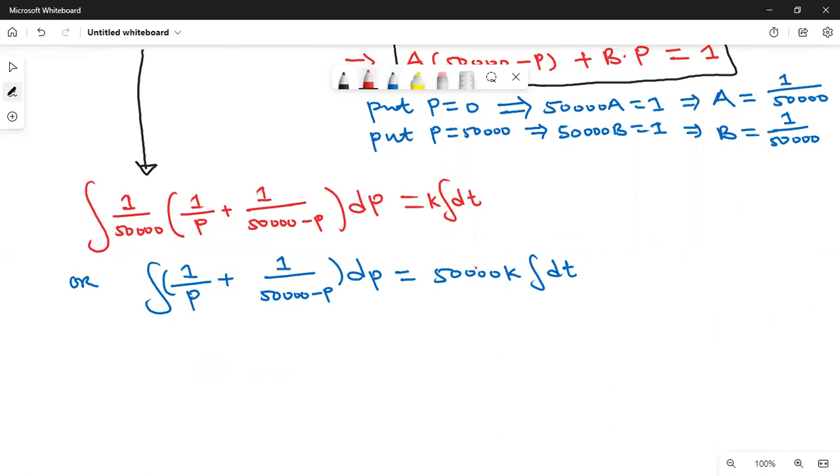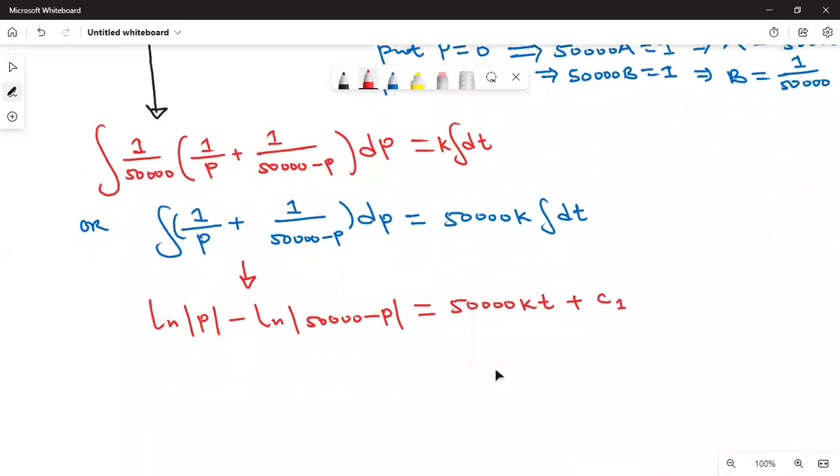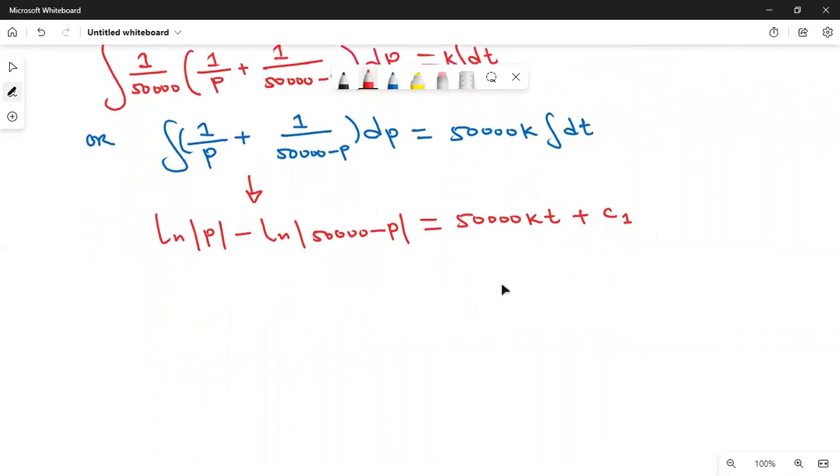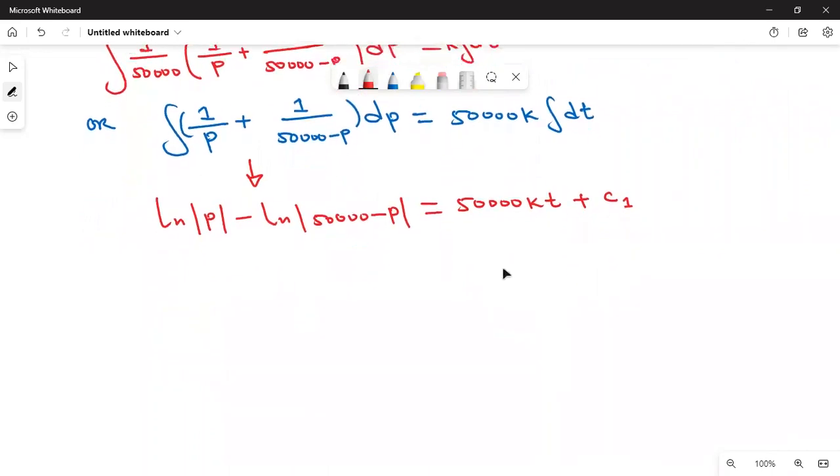And so when you integrate the left-hand side, you get natural log of P. That should be now a minus. When you use U substitution, you get natural log of 50,000 minus P. Right-hand side, we get 50,000 KT plus a constant C1 of integration. You must introduce a constant of integration when you don't have the limits.